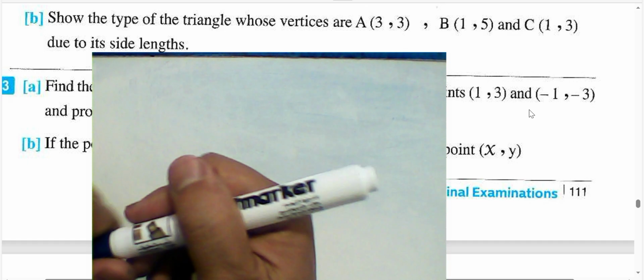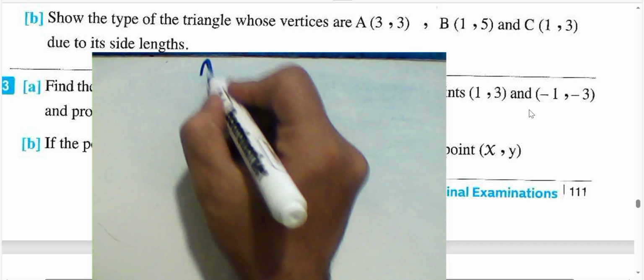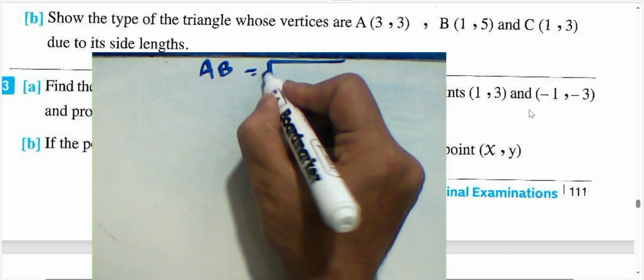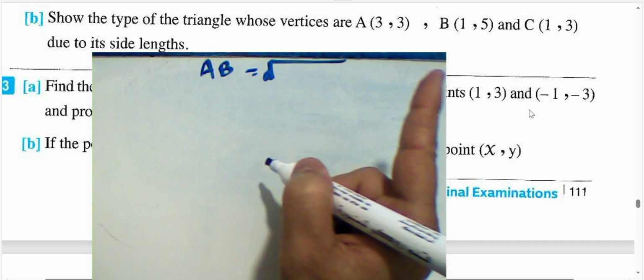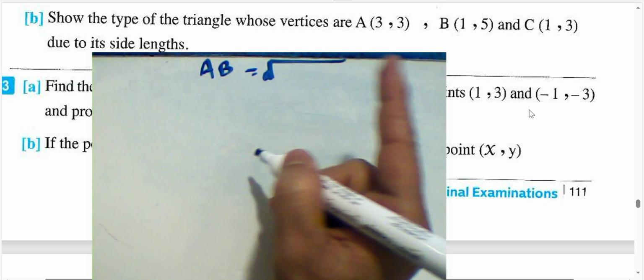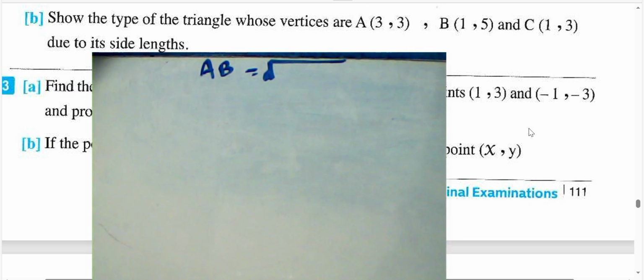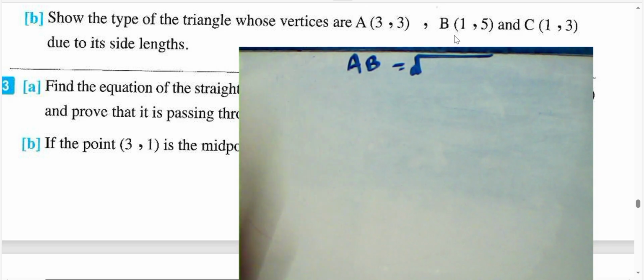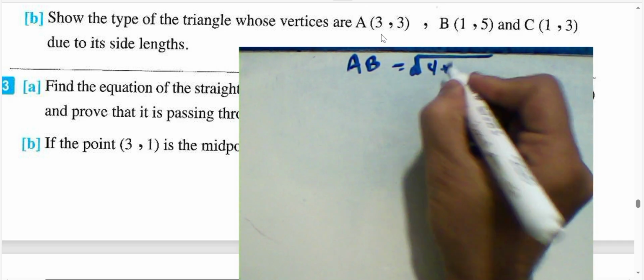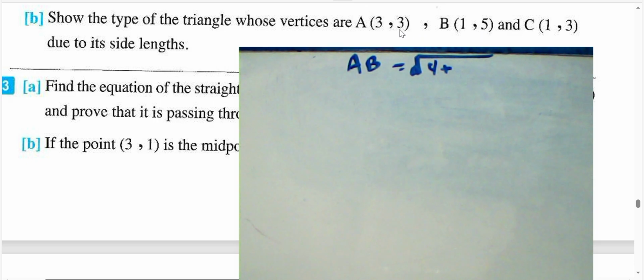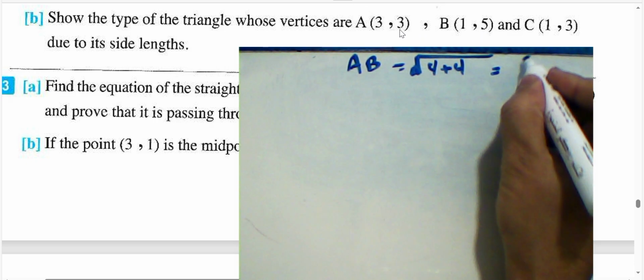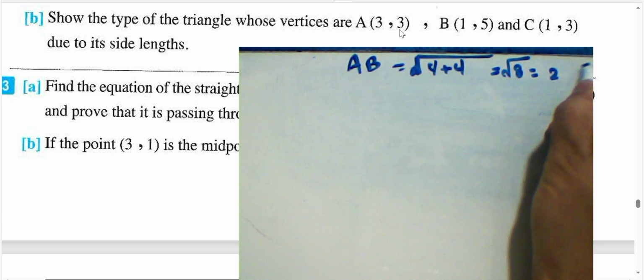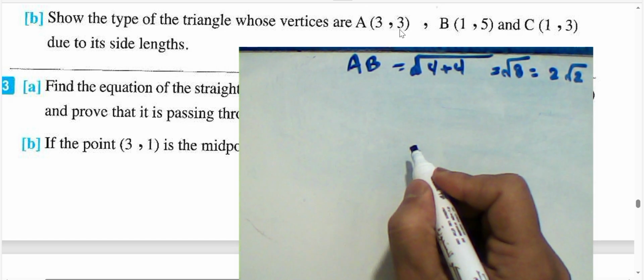So first step, we find the length of AB, equal to the square root of, looking at A and B, 1 minus 3 is negative 2, 2 power 2 is 4. Pay attention with me about the steps, okay? And for B, 1 minus 3 is negative 2, 2 power 2 is 4. And here 5 minus 3 is 2, 2 power 2 is 4. The result will be square root of 8, which is 2 root 2 length units.